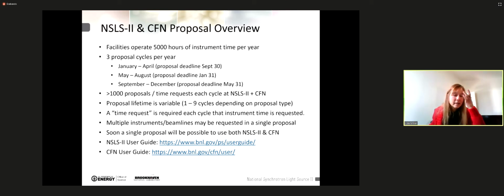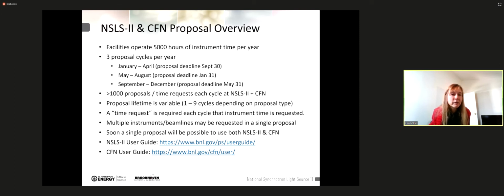Between the NSLS2 and CFN, we get upwards of 1,000 proposals and time requests every single cycle. And about a third to a half of them actually get instrument time. The lifetime of a proposal is variable, so it can be anywhere between 1 to 9 cycles, depending on the proposal type. Our typical proposal is what's called a general user proposal, which I'll get to on my next slide. Those are good for a year.